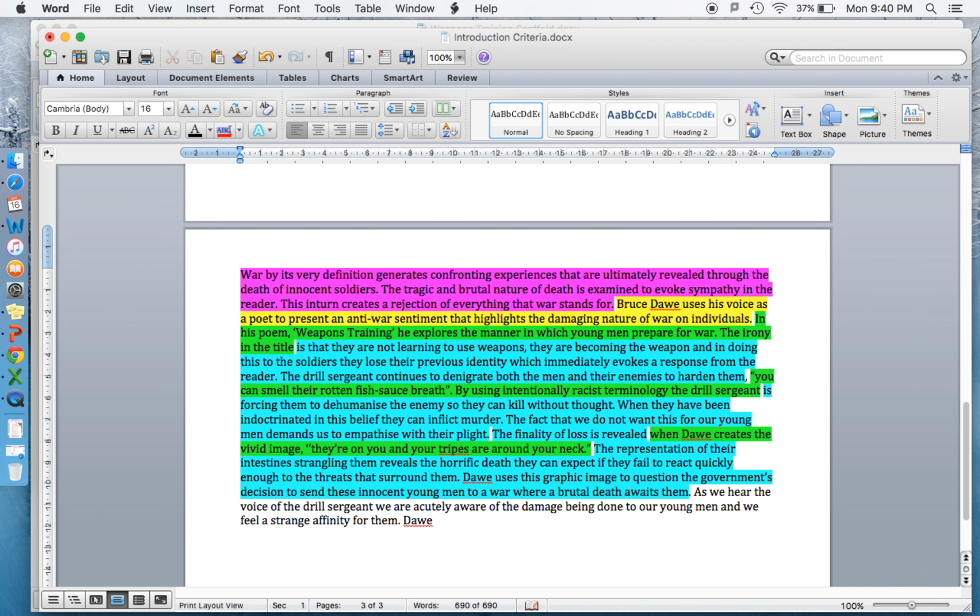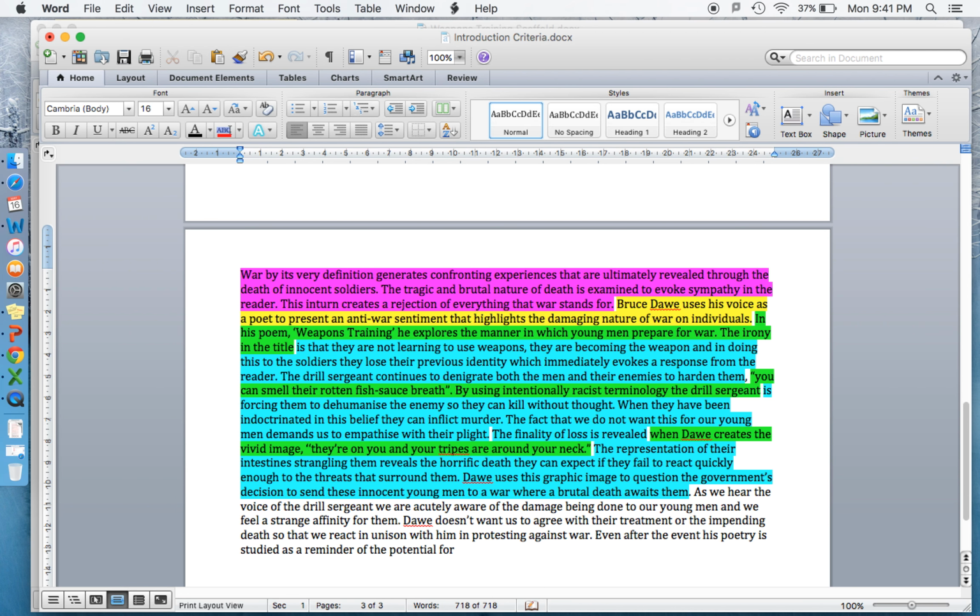Dawe wants us to agree with their treatment or their impending death so that we react in a manner, so we react in unison with him in protesting against war. Even after the event, his poetry is studied as a reminder of the potential for death to occur.